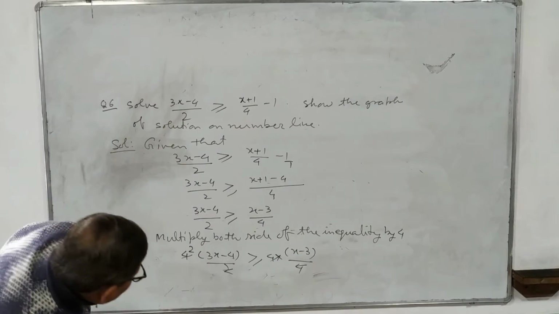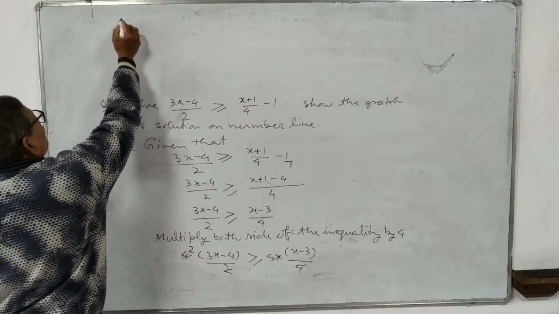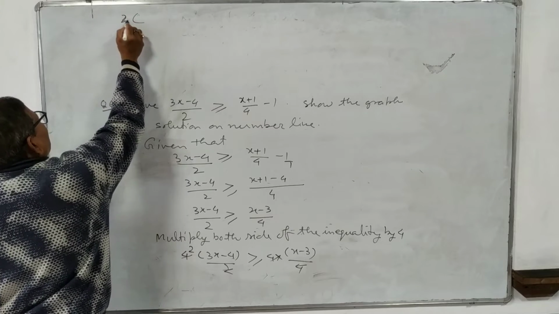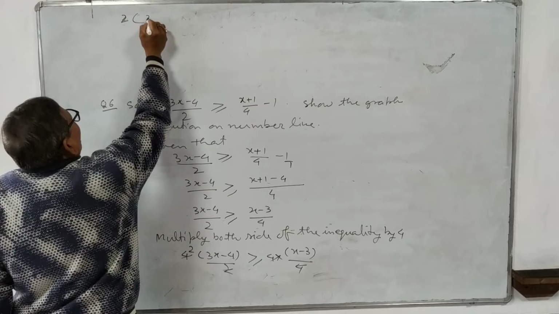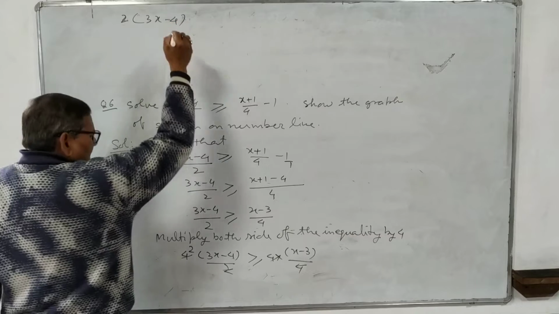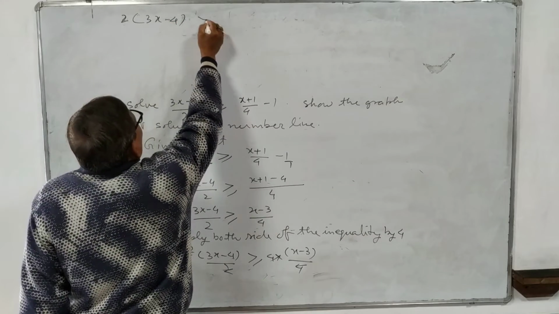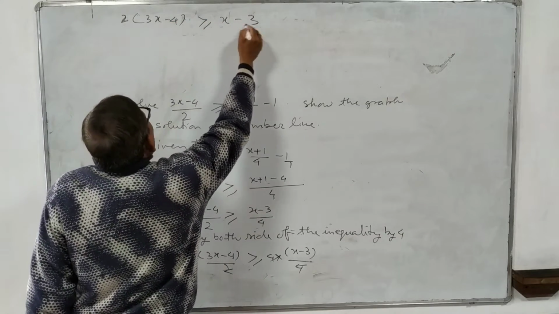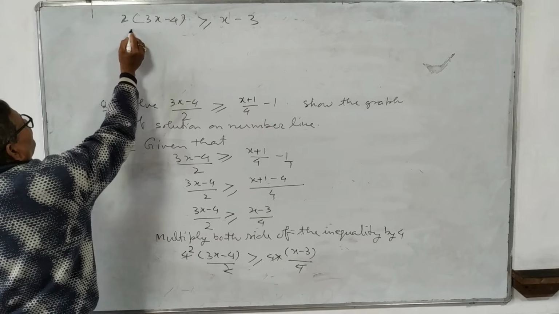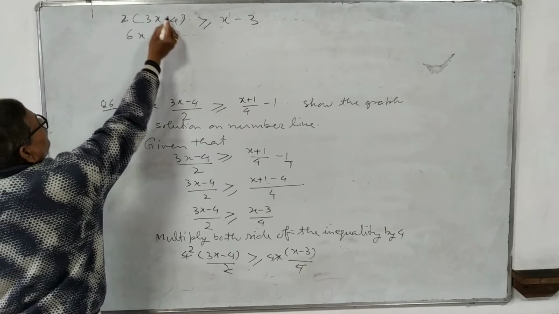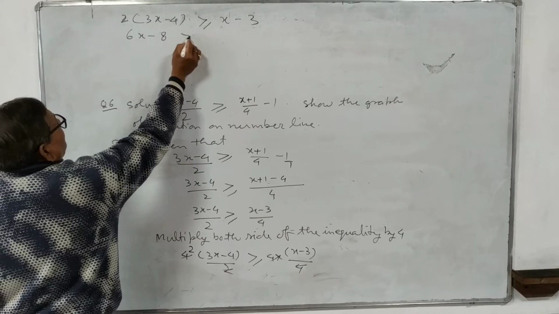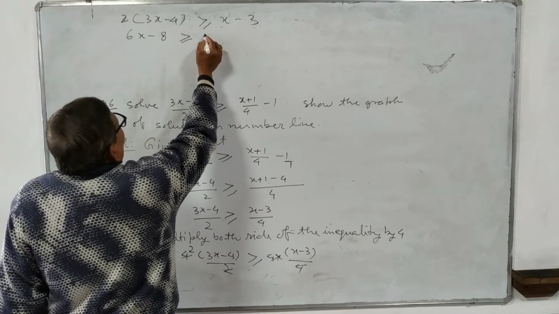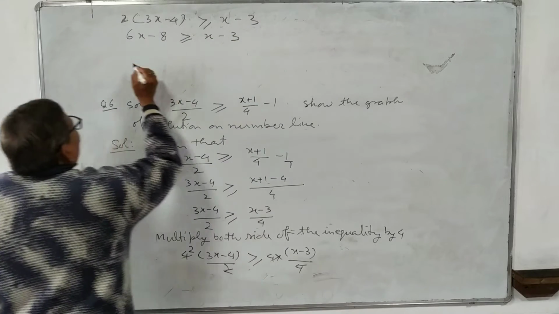you can write this as 2 in the bracket 3x minus 4 is greater than or equal to x minus 3. Open the bracket. 2 into 3x is 6x, 2 into minus 4 is minus 8, is greater than or equal to x minus 3.